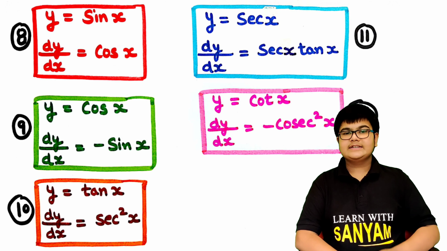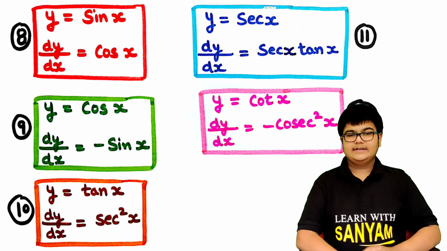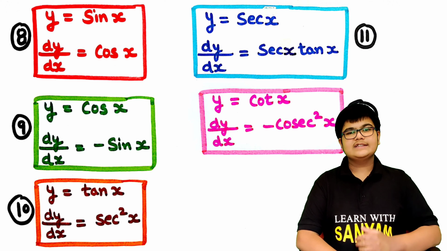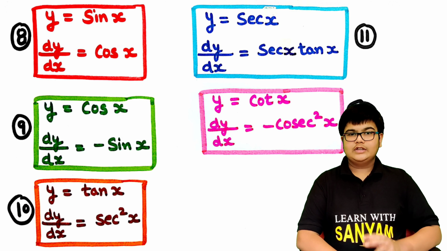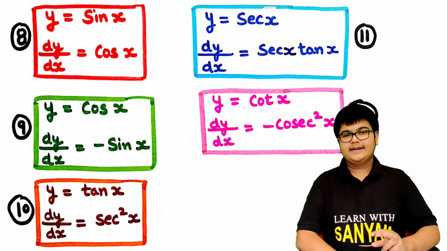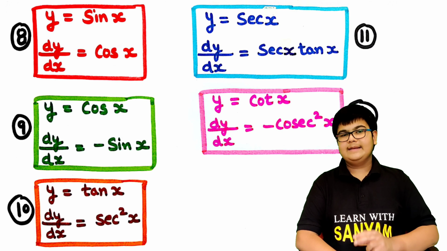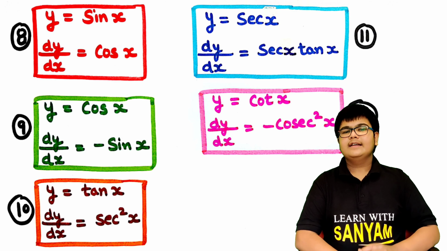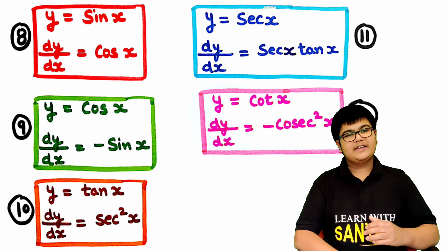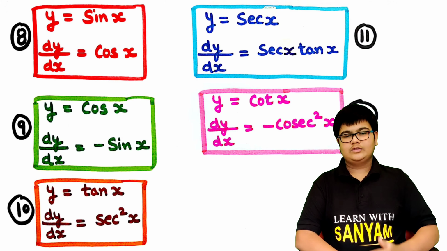Similarly, if y is equal to sec x, then dy upon dx will be equal to sec x tan x. And the 12th rule is that if y is equal to cot x, then dy upon dx will be equal to minus cosec square x. So the 8th and 9th rules that were related to sin x and cos x are very important. And the 10th, 11th and 12th rules are slightly less important. But if you want to remember them, then you can do that.